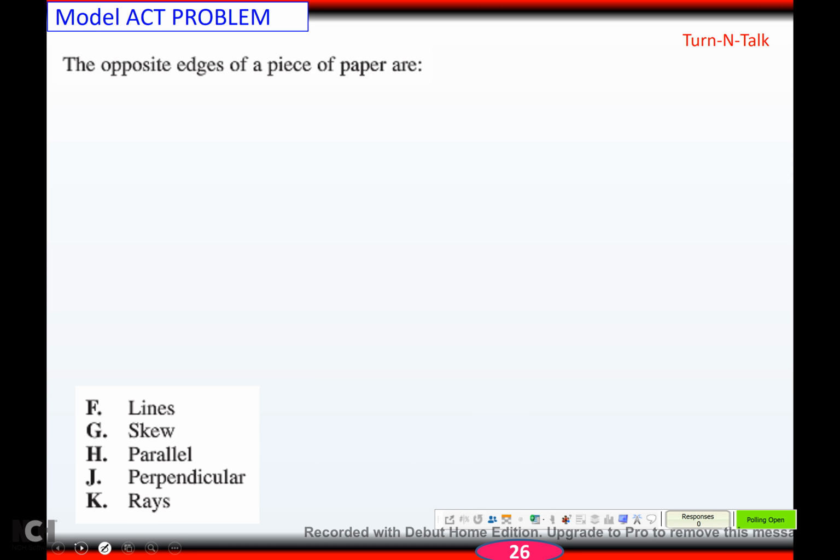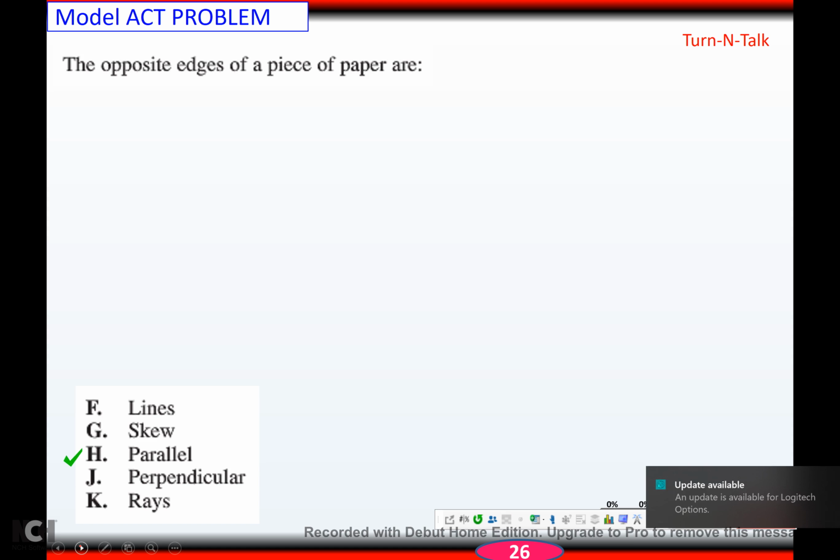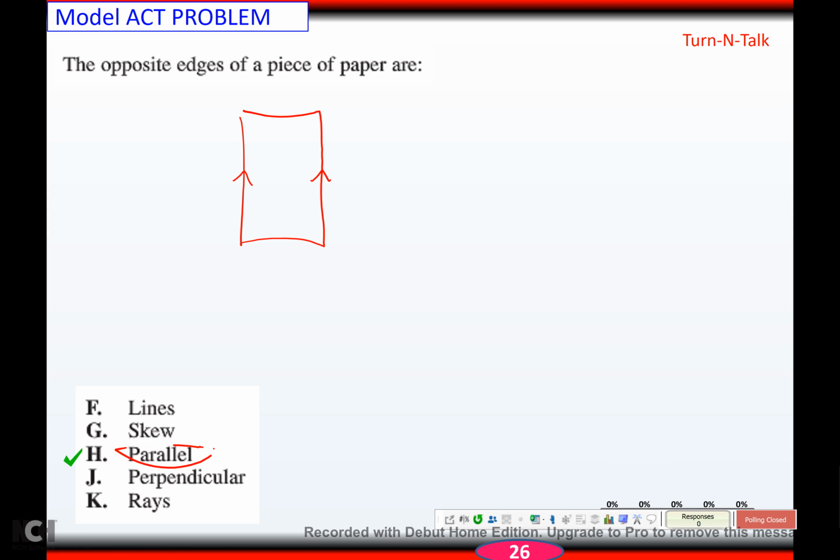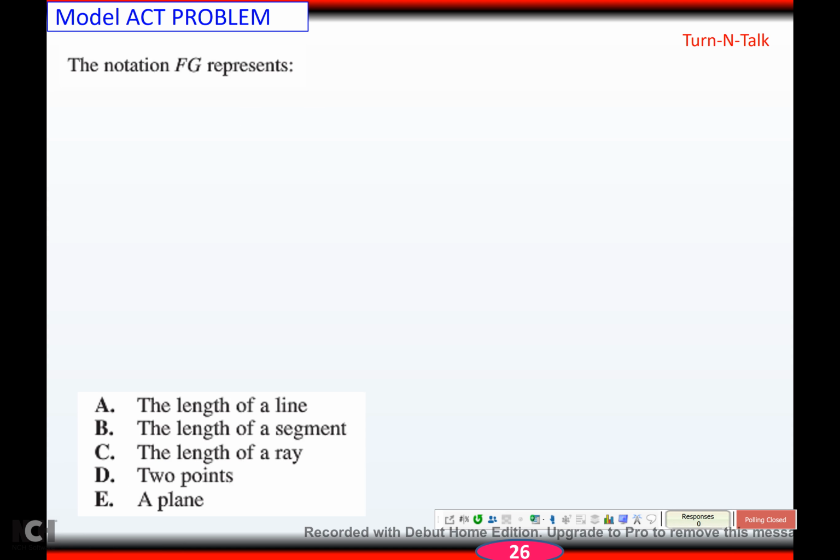Hit pause. Come back when you're ready. Gee, did I give that one away? The opposite edges of a piece of paper are, well, if you talk about opposite edges, they're parallel to each other. Okay. Try this one. Hit pause. Come back when you're ready.